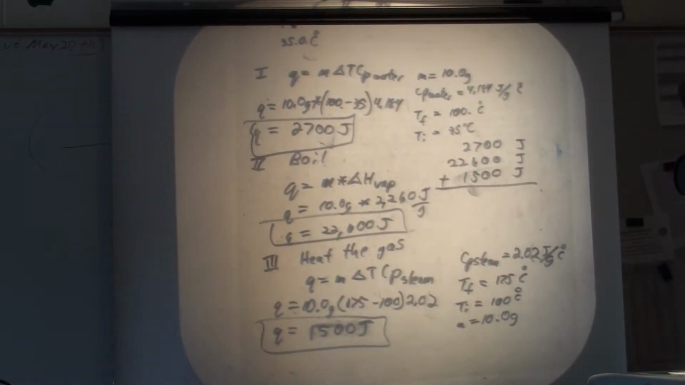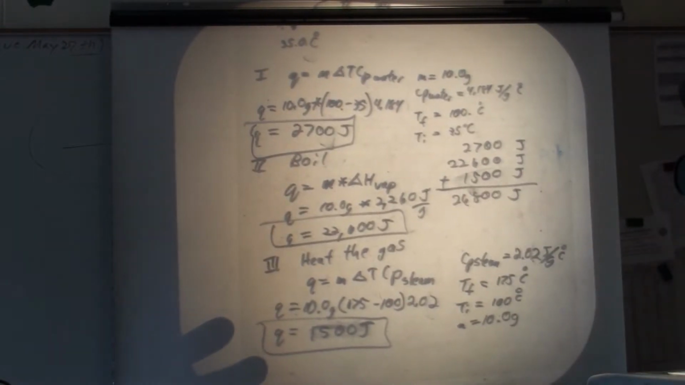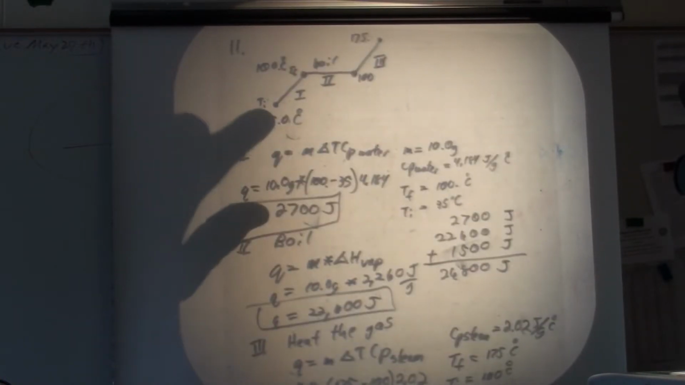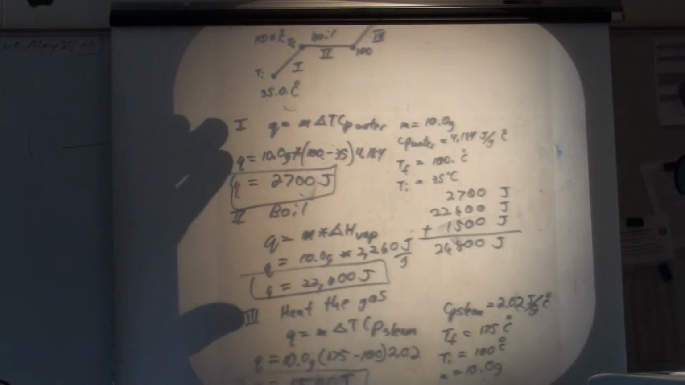Add those up. 26,800 joules is the final answer. That's the amount of energy it takes to go from 35-degree water all the way up to 175-degree steam.